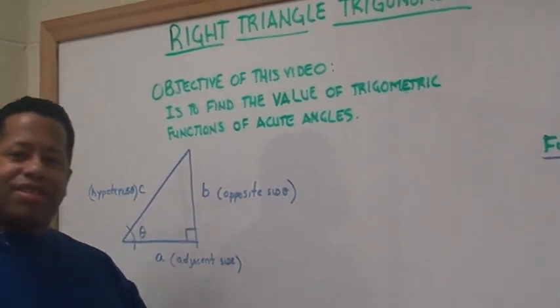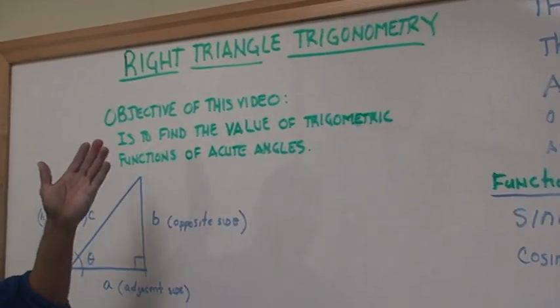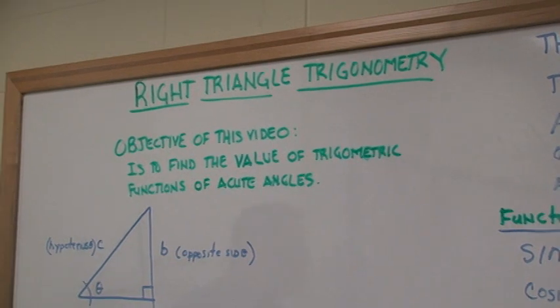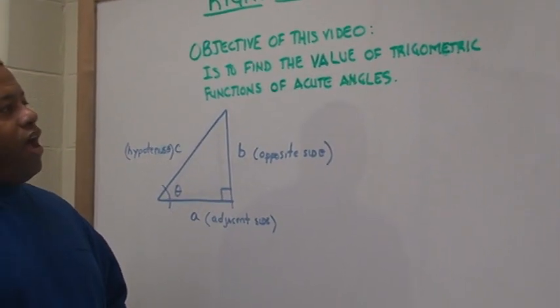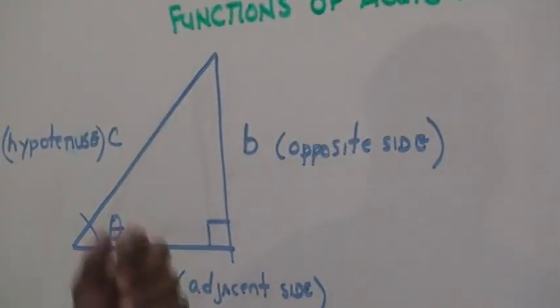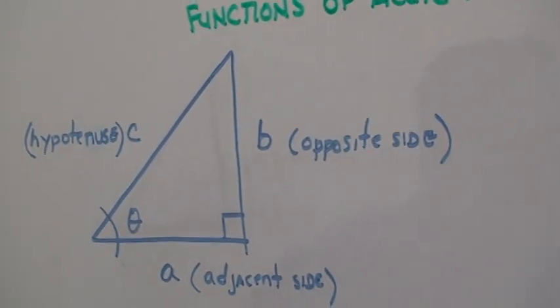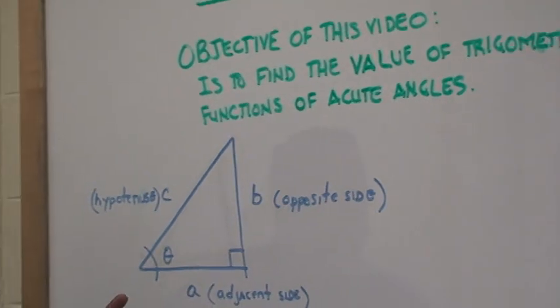Hi, this is the professor, and today we're going to talk about right triangle trigonometry. The objective of this video is to find the value of trigonometric functions of acute angles. Let's look at the right triangle right now.